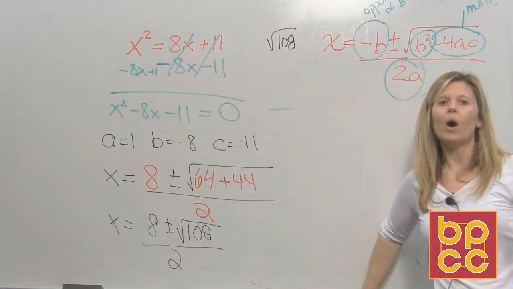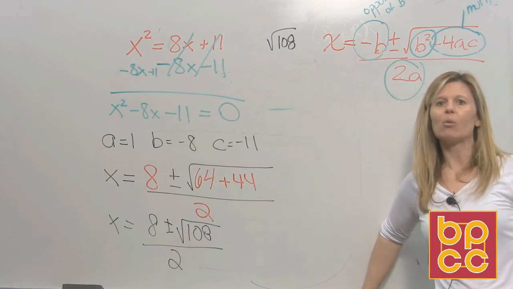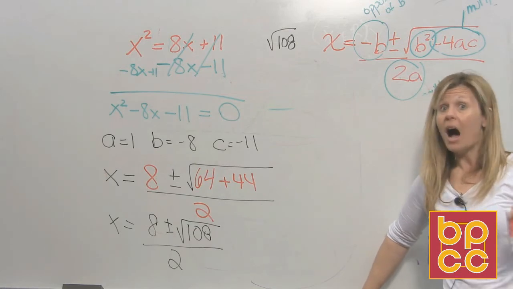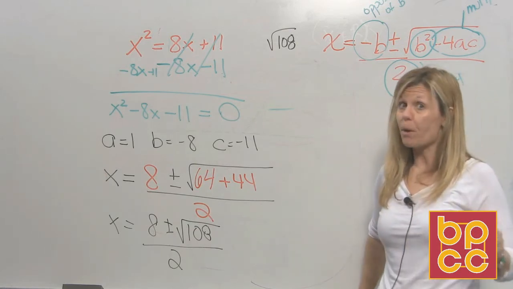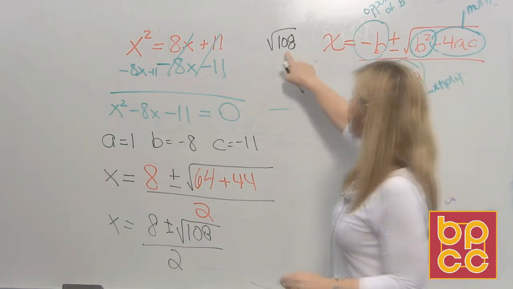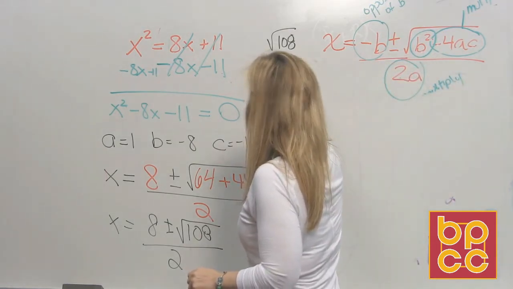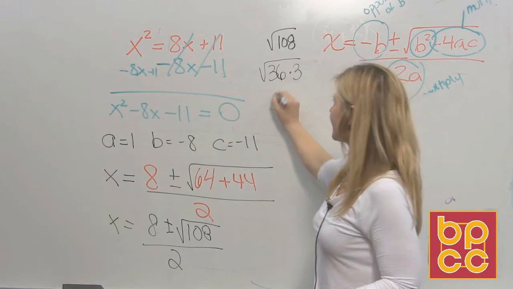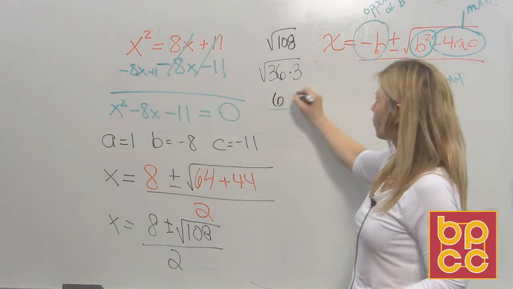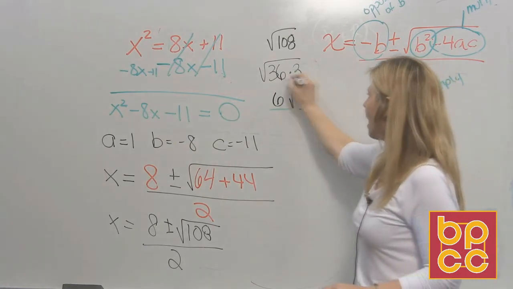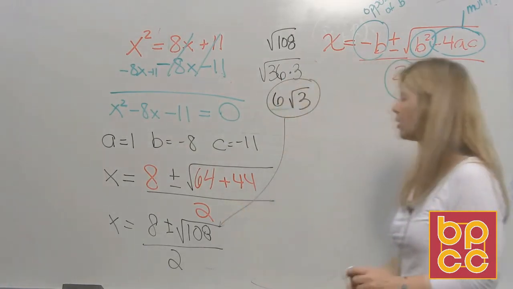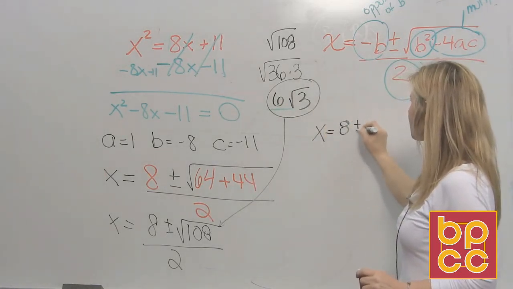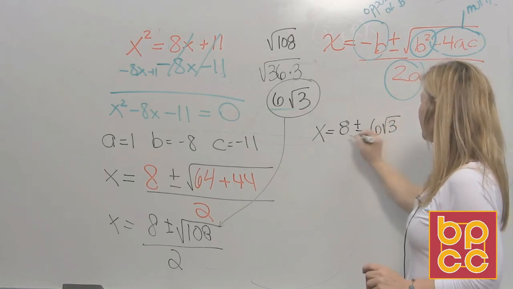So here we go back to basics. Chapter 15. What is the biggest perfect square that will divide into 108? If you use 4, you're wrong. I know 4 divides into that, and 4 is a perfect square, but it's not the biggest. The biggest perfect square in 108 is 36, and that would be 36 times 3. So the square root of 36 is 6. It comes out. Can you ever square root 3? No, it stays inside. So now this is going to get replaced for that radical. So now we have x equals 8 plus or minus 6 square root of 3 over 2.